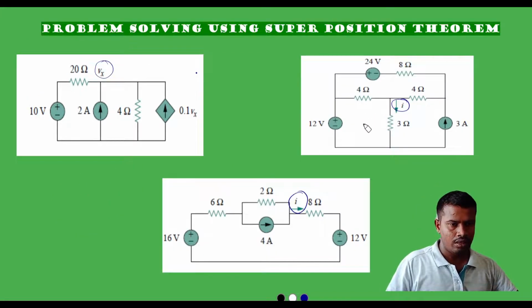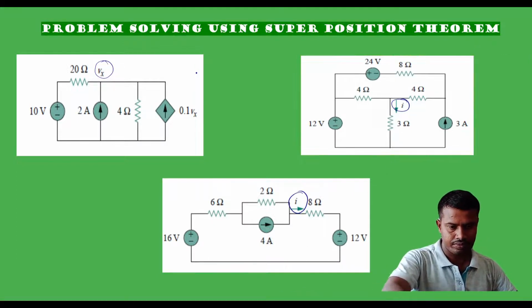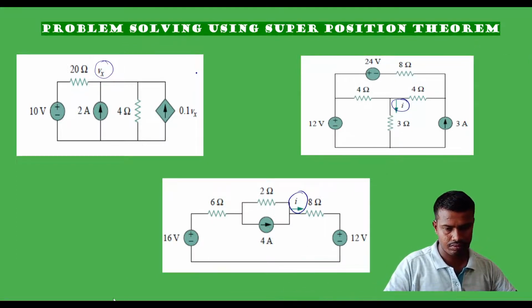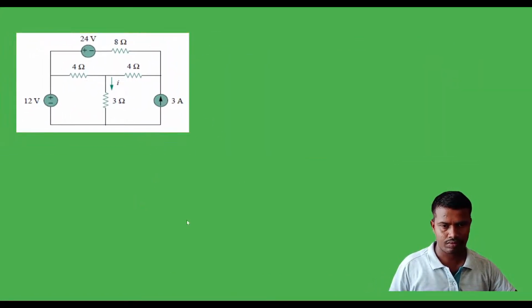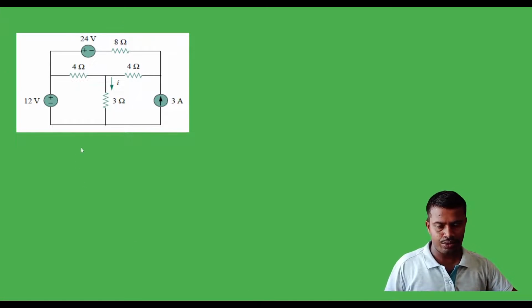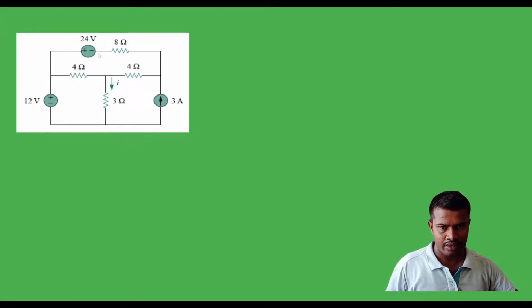Next we will consider this circuit and we will find out the value of current I, which is flowing through the 3 ohm resistor. This is the circuit. In this we are having 3 independent sources, in which 2 are the voltage sources, 1 is the current source. For circuit solving using superposition theorem, we need to follow the same steps which we did in the earlier problem solving.